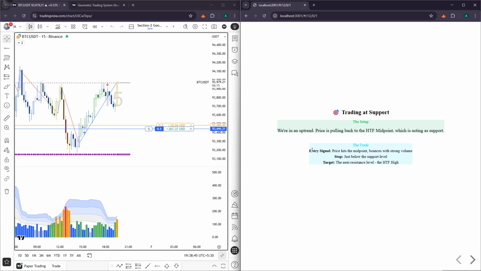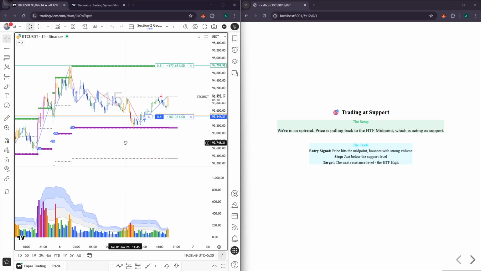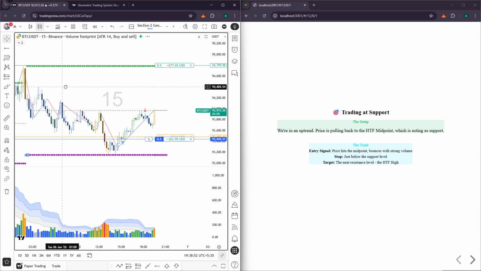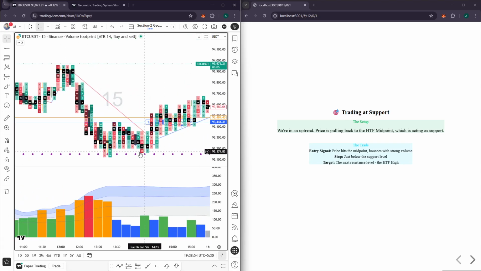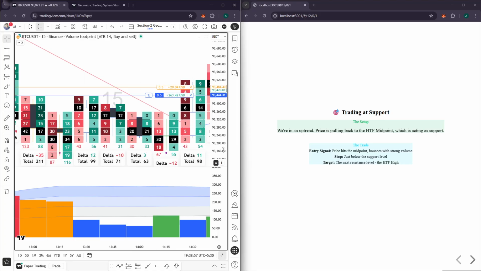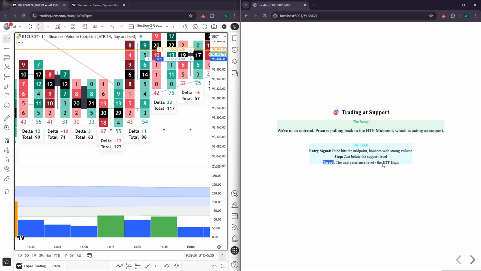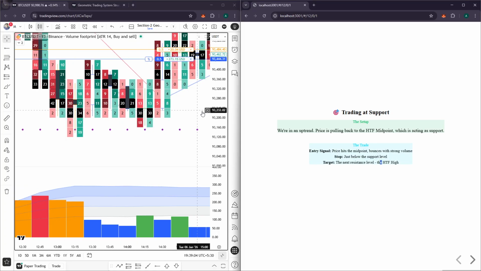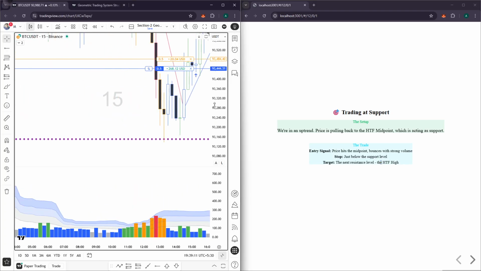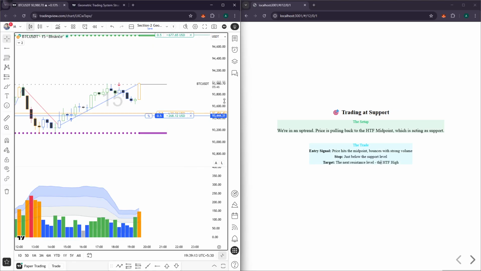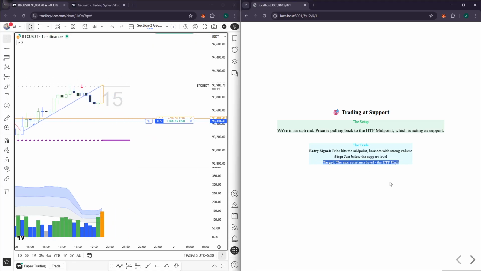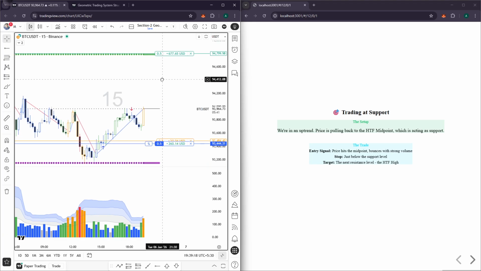There's no guessing. Entry signal: price hits the midpoint and bounces with strong volume. You can see strong volume. I showed you that one here. You can see strong volume. Delta was positive there. And then just below the support level we put our stop as well. Initially I put it below that, but then I moved it there. And the target is the next resistance level, which is STFI. That's where we put our target.